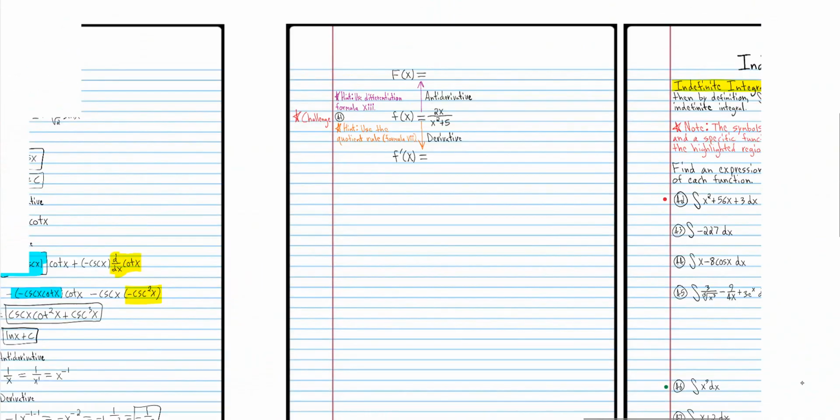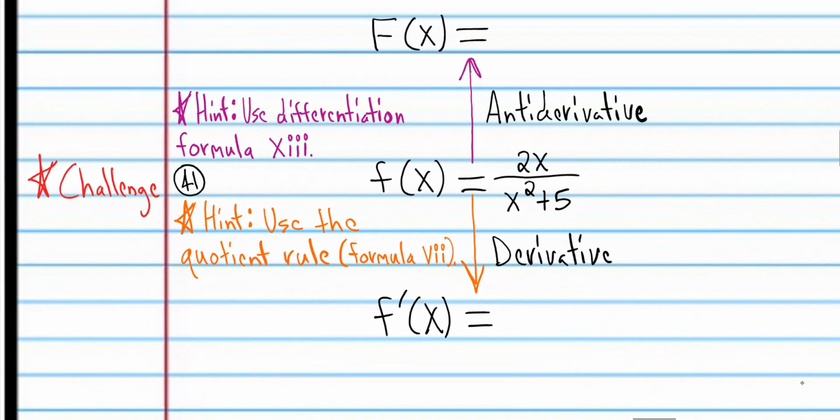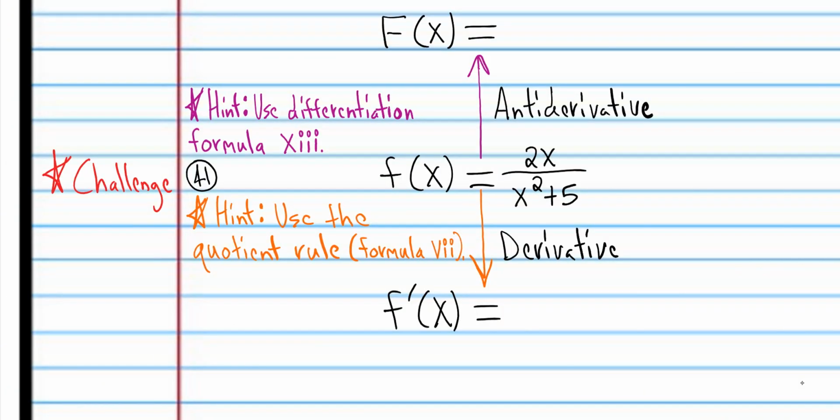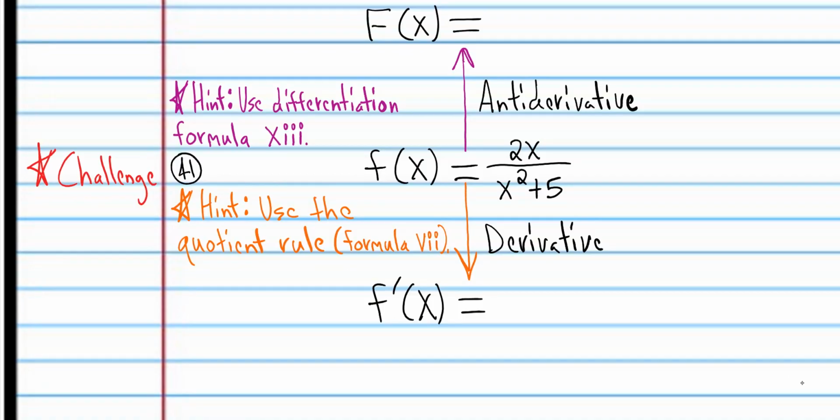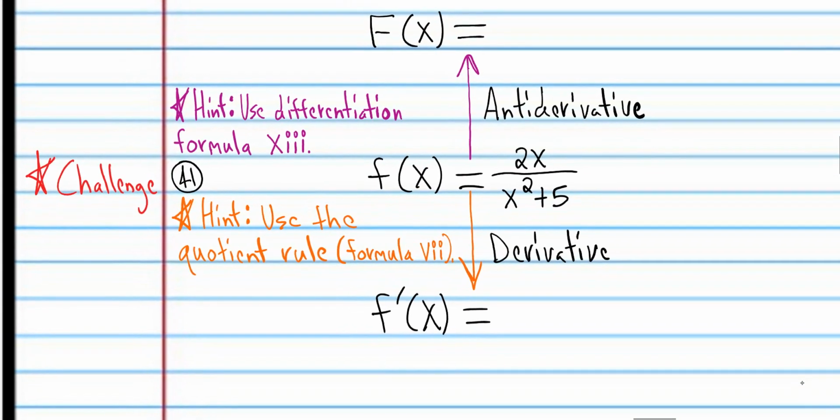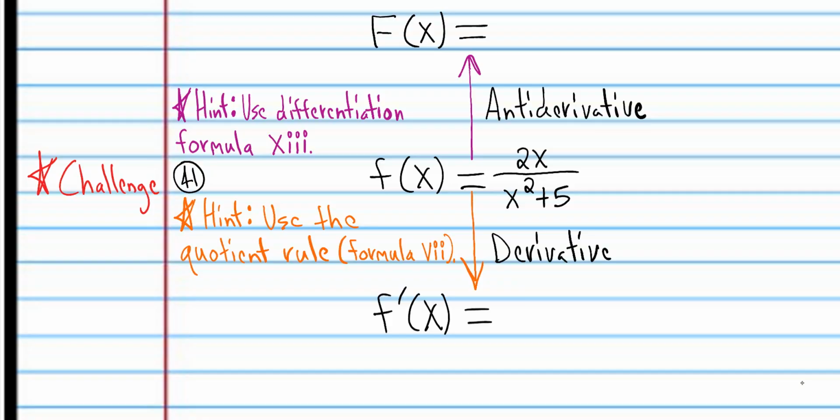Let's try 41. So 41 is going to be a challenge problem. Now, I've given you some hints here. You're going to have to use differentiation formula number 13. We have not used that formula today, but you're going to have to use that. You're also going to have to use something that we have not used today, and that is the quotient rule. So see if you can do this. It's a challenge, but if you get stuck, that's okay, but you need to give it an honest attempt. So try number 41. When you come back, we'll do it together.